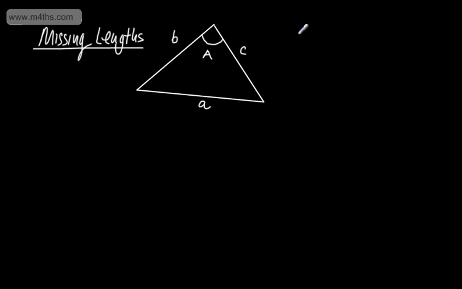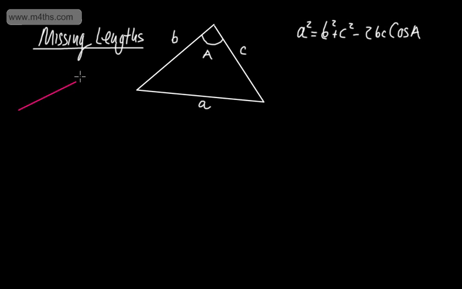In the formula book, we're given the cosine rule: a squared is equal to b squared plus c squared minus 2bc cos A. So this is given to you in the formula book. Okay, so let's go ahead and look at this in action. What I'm going to do is sketch up a triangle, put some dimensions on and find the length of an unknown side.